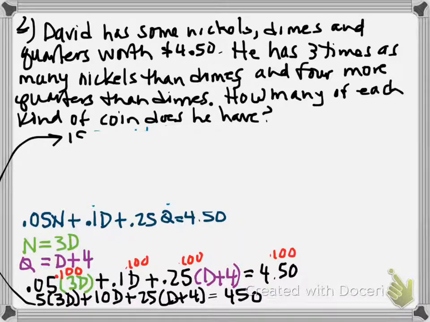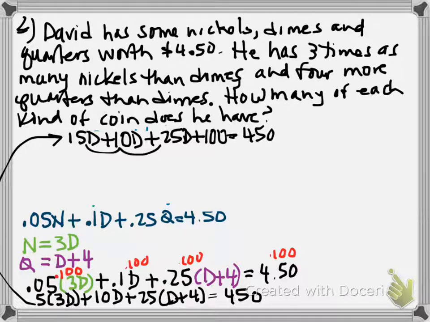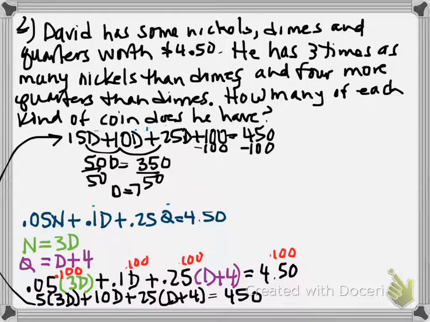So now when I distribute, I get 15D plus 10D plus 25D plus 100 equals 450. So notice I have like terms here, and I'm going to subtract 100 from both sides to get the constants together. And I get 50D equals 350. Divide both sides by 50, and I get D equals 7. So there are 7 dimes.